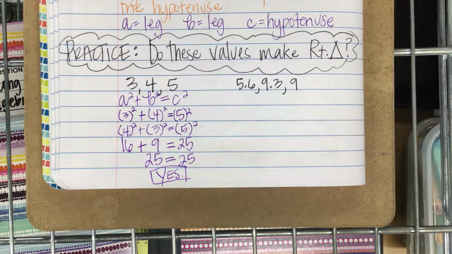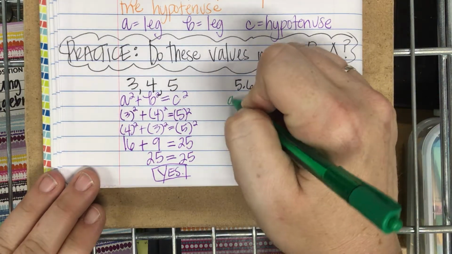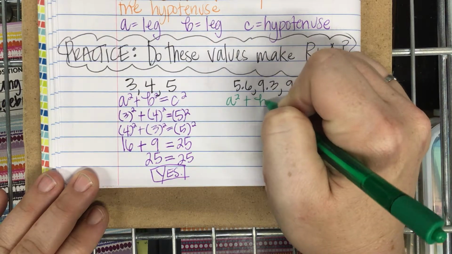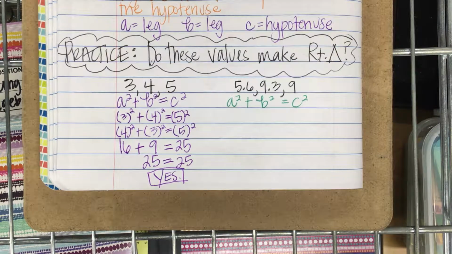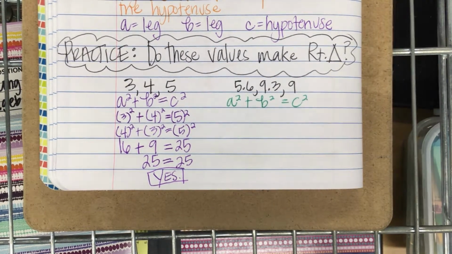Here are 3 more values. 5.6, 5 and 6 tenths, 9 and 3 tenths, 9.3, and 9. I want to know, do those 3 values make a right triangle? We're going to substitute again. We're going to use the Pythagorean Theorem, a squared plus b squared equals c squared. What should I put in for a? What should go in place of a?